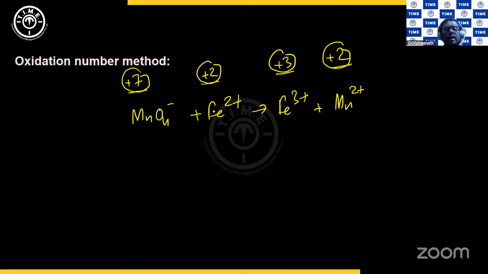Clear? Next thing, what you do, take the change in oxidation number. Here it is 1. The change in oxidation number there is 5.